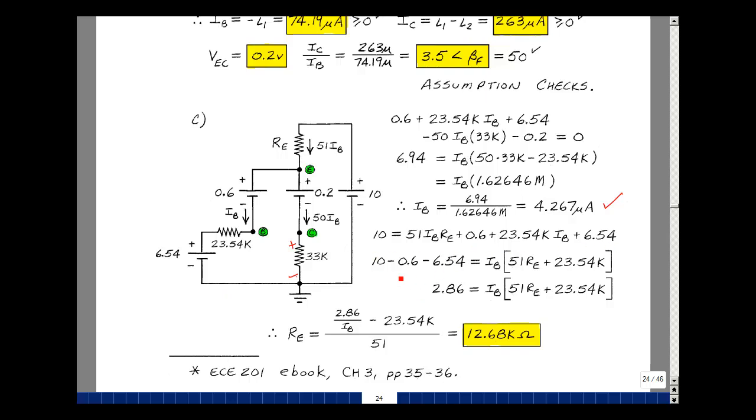And the 0.6 on this side with a minus sign, the 6.54, that's 2.86. Pull out the I sub B. I got 51 times R sub B plus 23.54 K. I can solve for R sub B. It'll be 2.86 divided by I sub B minus 23.54 K, and then divided by 51. Plugging in the value here of 4.267 microamps, I get 12.68 K. This value is between the value we had for active and for saturation. This is supplemental problem 317.